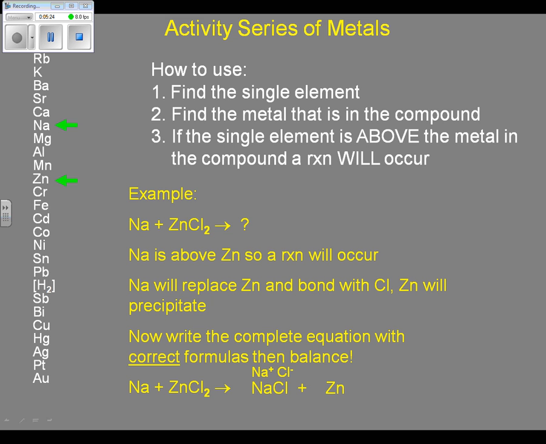And zinc is the one who's going home crying. He's the single element that has been replaced. Then, again, you should feel compelled. We need to balance this reaction.